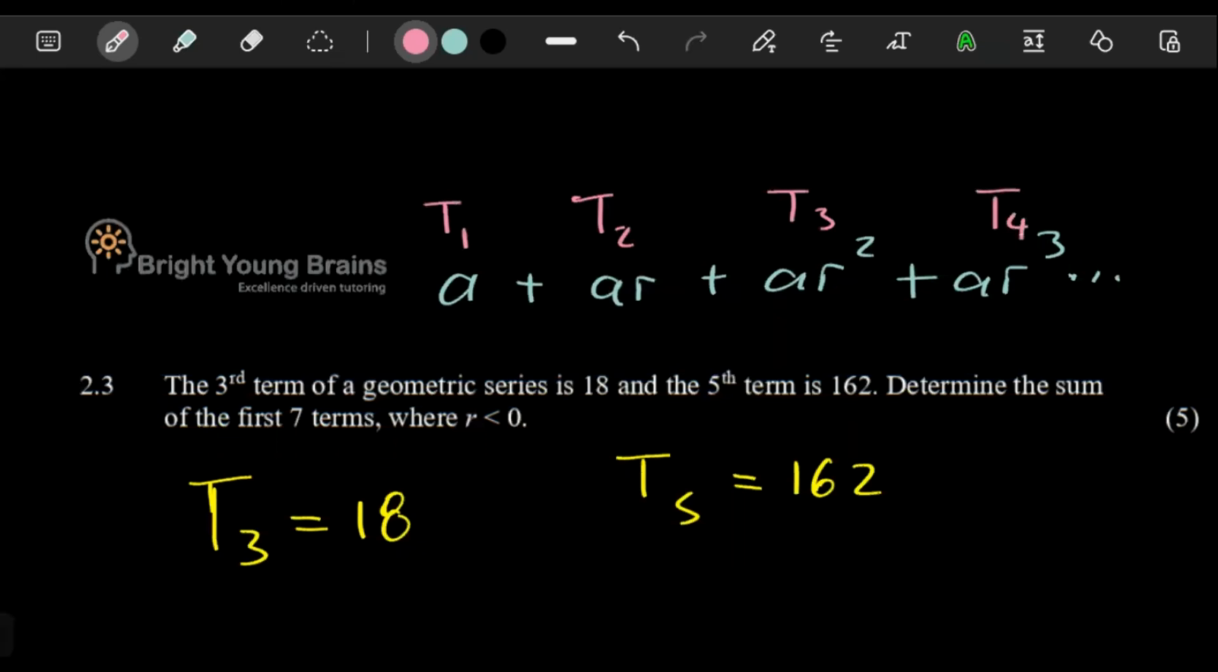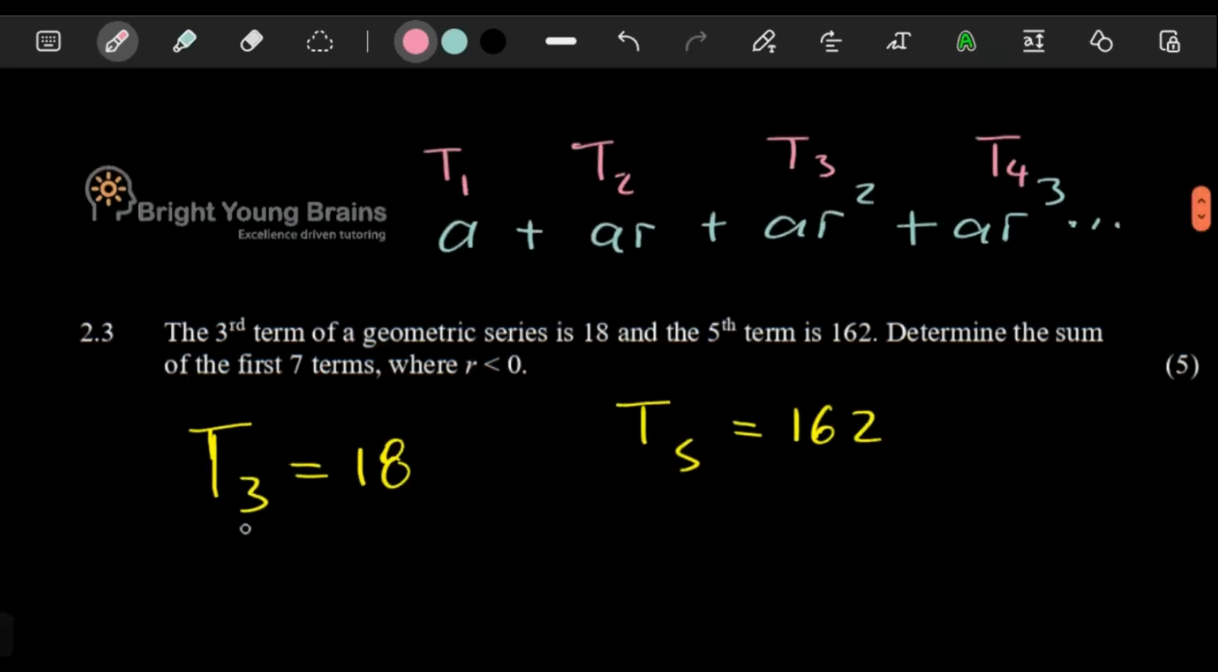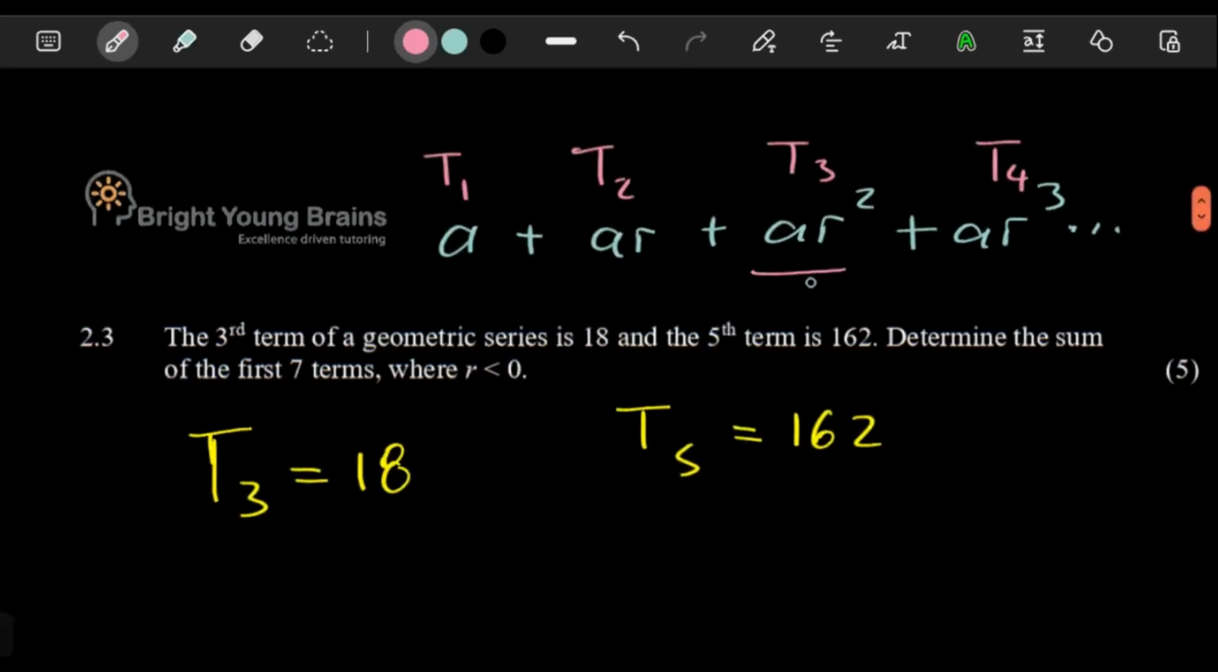If you can always do that, you'll be unstoppable, because when you see things like T3 is equal to 18, what you already know is T3 can just be written like that, meaning here you can just write AR squared is equal to 18. T5, you automatically know it's just AR to the power 4, and you know this is equal to 162.